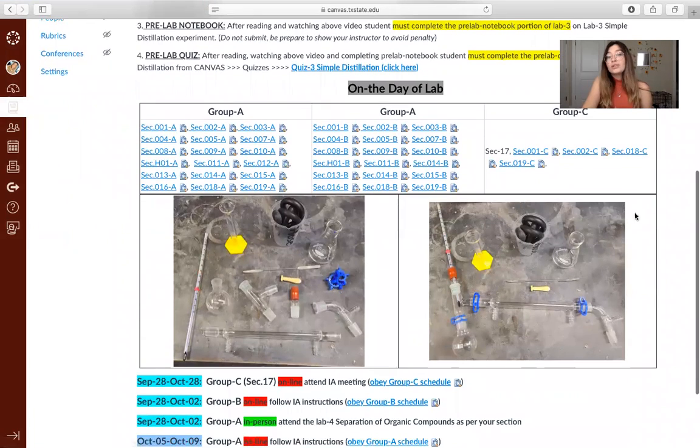This is what your setup would look like. Now, I know you are not coming into lab, but it is important to know how to construct or set up your simple distillation apparatus because it can come in handy in other labs. So make sure you still know that this is the setup and this is how you would piece everything together.